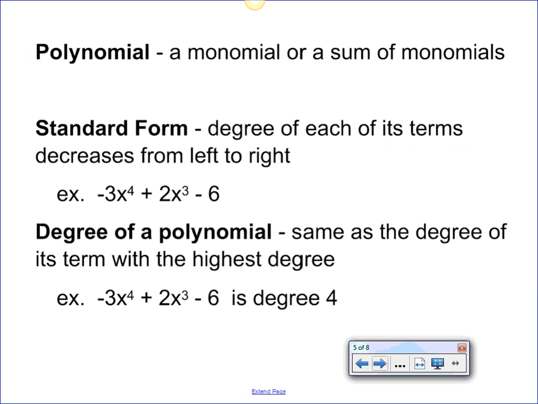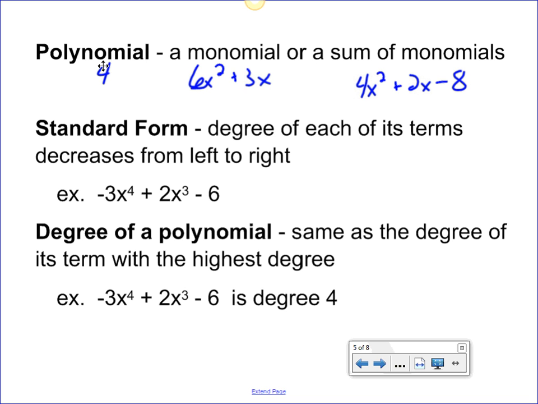Okay, so next thing we're going to look at is something called a polynomial. A polynomial is simply a monomial, or the sum of monomials. So you could say in a polynomial, you could have a 4. That would be a polynomial. You could have a 6x squared plus 3x. That would be a polynomial. You could have a 4x squared plus 2x minus 8. That would be another example of a polynomial.